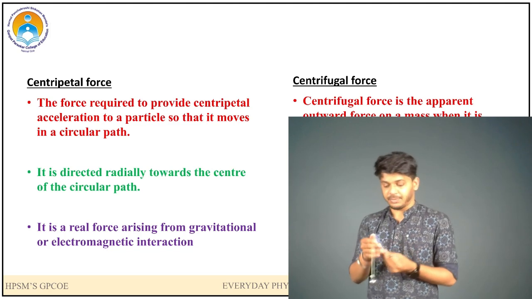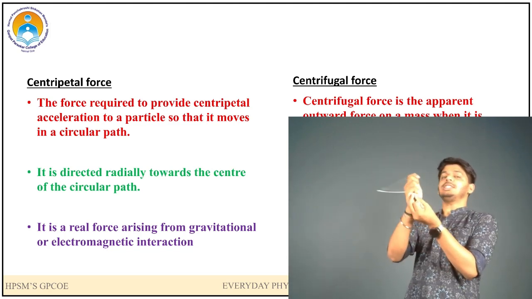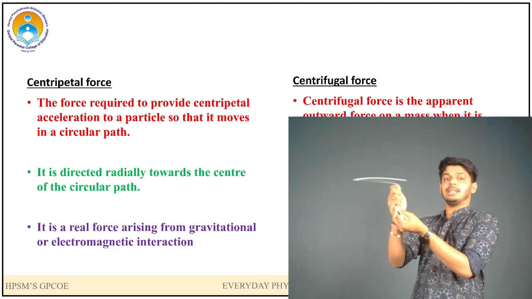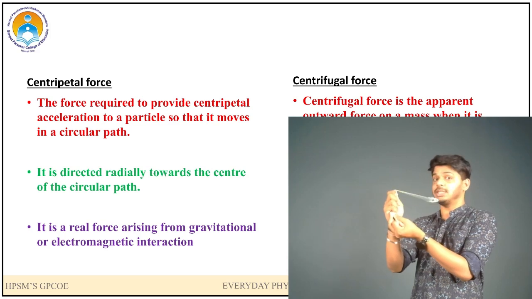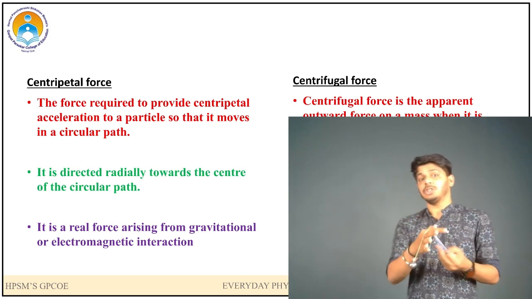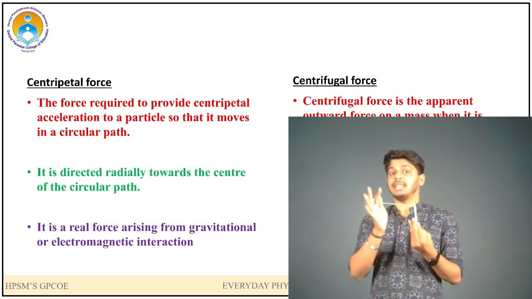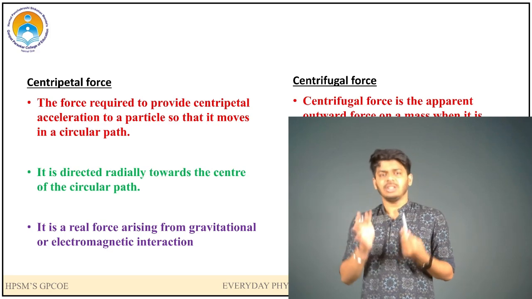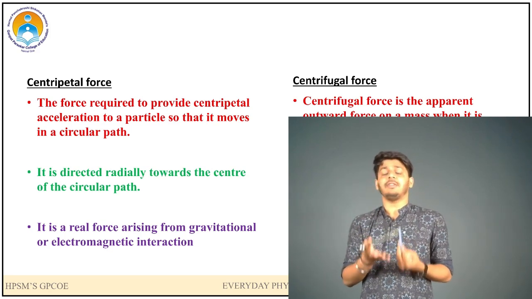So what is holding this bob inward? That is centripetal force. Because of the string, it is intact, meaning there is tension in the string. Now let us see where there is a centrifugal force.